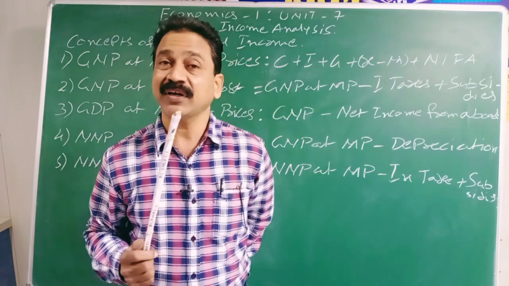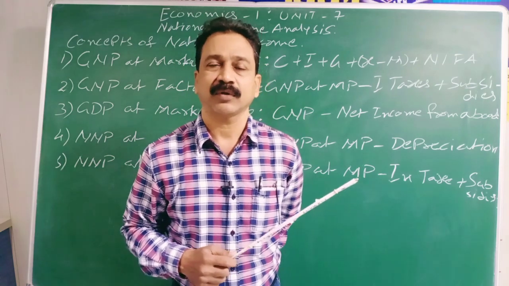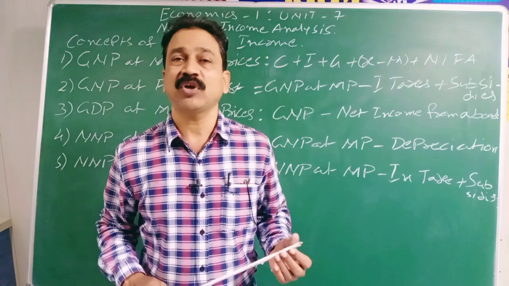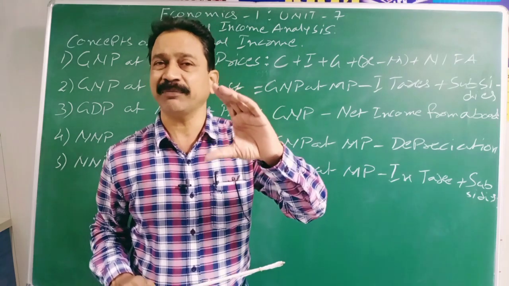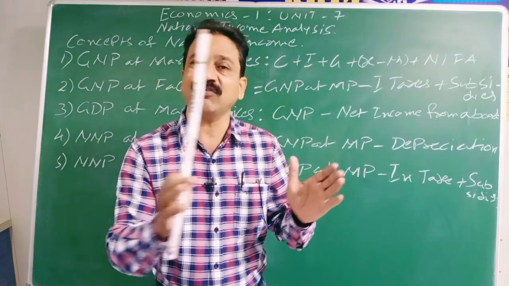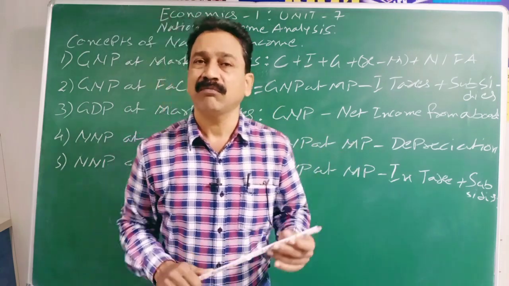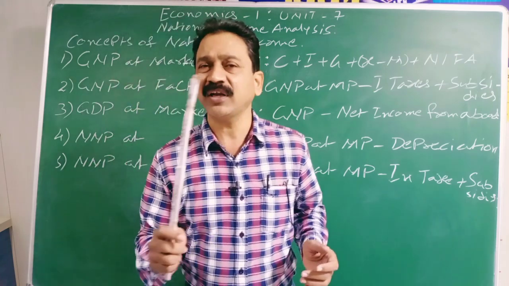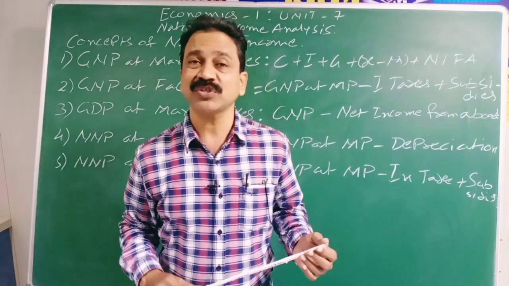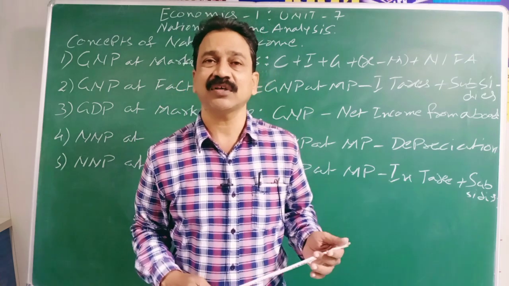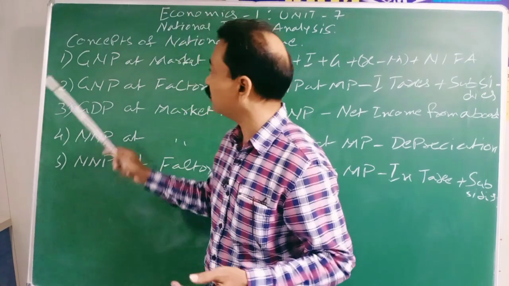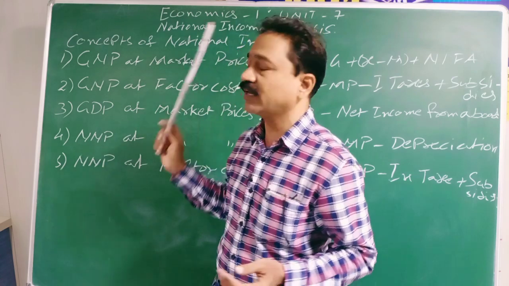Today, we will see different concepts of national income. To understand national income, we need to know all these concepts, because these concepts give you an in-depth meaning of how to calculate or how to see the national income at different levels. There are around 10 to 11 different levels in the concepts of national income. Out of those 11 levels, we will talk about 5 of them today.